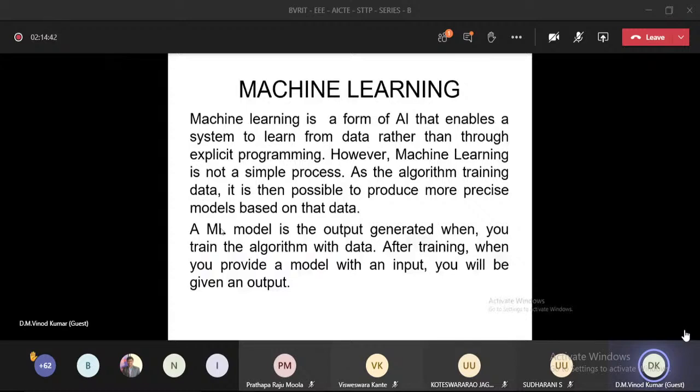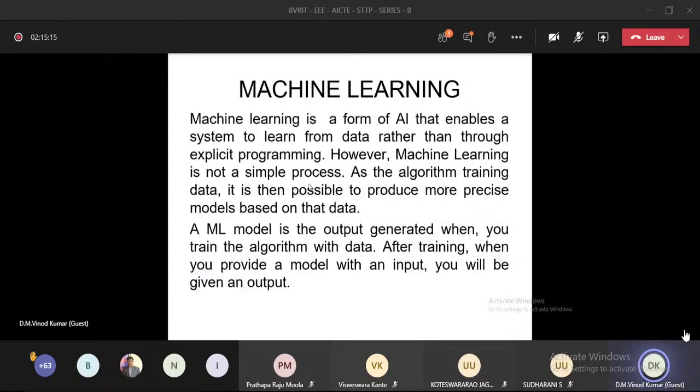Therefore, what is machine learning? Machine learning is a form of AI that enables a system to learn from data. It should learn from the data rather than through explicit programming. However, machine learning is not a simple process. As the algorithm is trained on data, it is then possible to produce more precise models based on the data. So, data is very important, because we have seen the 5 V's of big data, and trustworthiness is required. When you trust that the data is accurate, my output, my model, is also accurate.